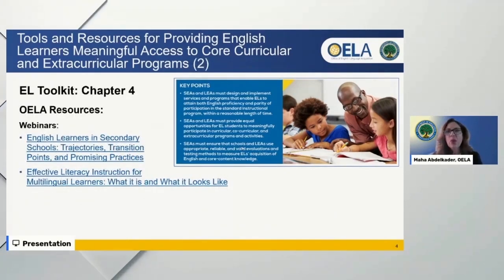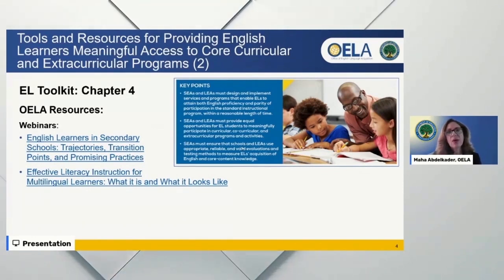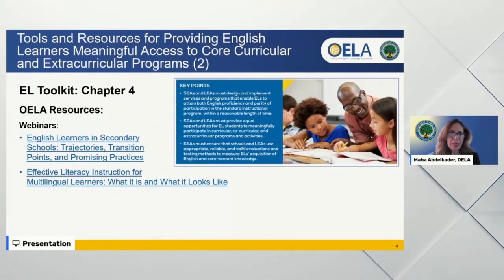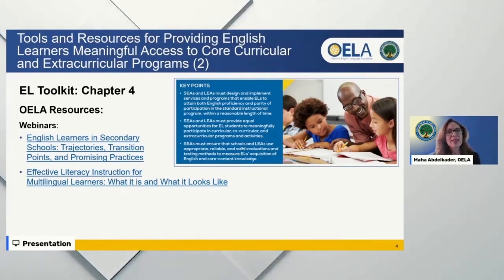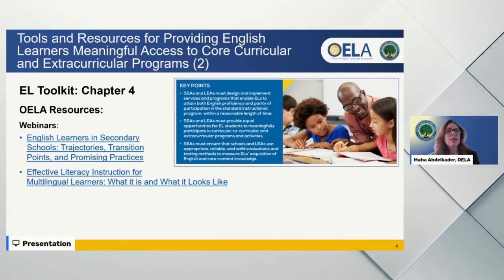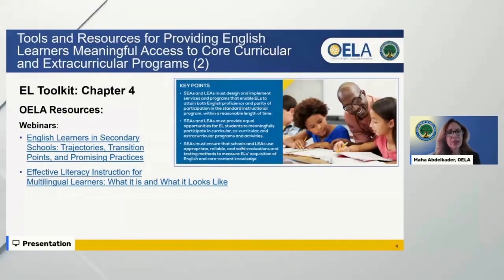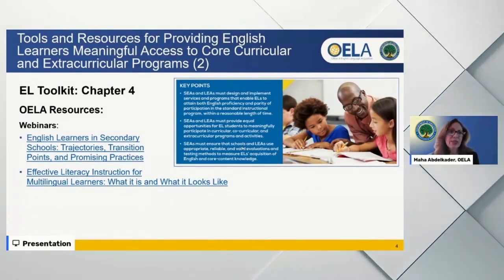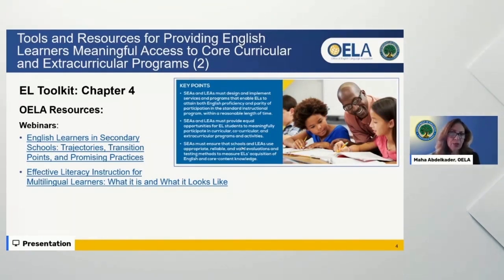Additionally, we'd like to highlight 2 OELA webinars that discuss the resources on English learner access to all programs, particularly to the core curriculum. The links presented here connect to the webinar recordings. First listed on this slide is a 2021 OELA webinar titled English Learners in Secondary Schools, Trajectories, Transition Points, and Promising Practices. This webinar discusses what research has shown about the academic trajectories of English learners at the secondary level, including students identified as newcomers, students who have been labeled long-term English learners with disabilities, and former English learners.